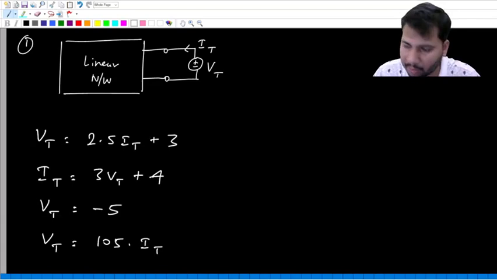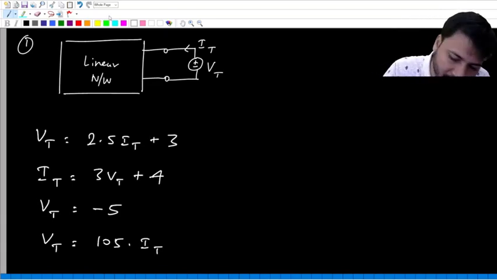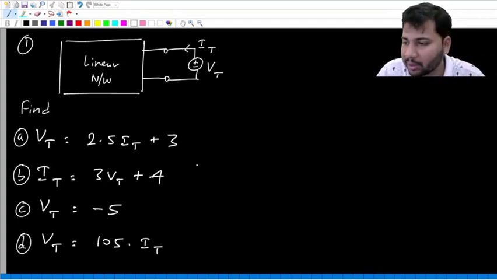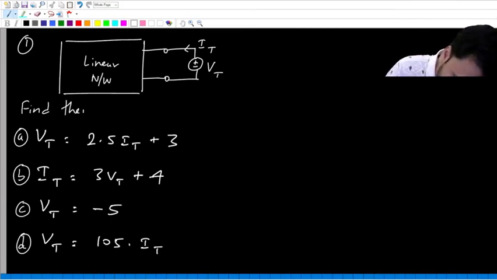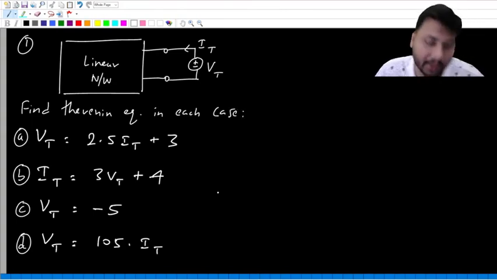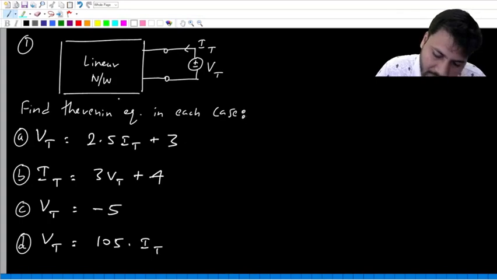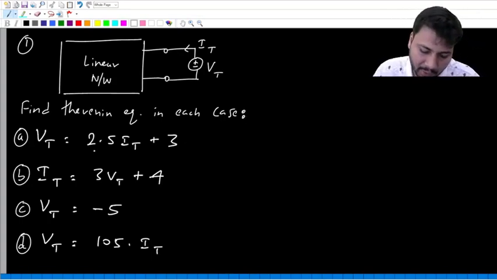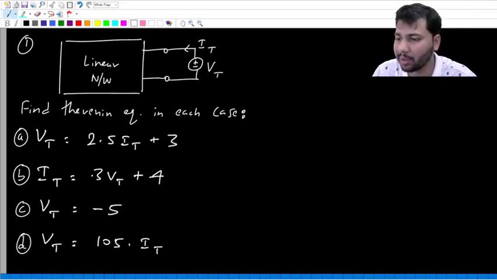Four different Vt and It relations are given. This is A, this is B, this is C, this is D. For each case you have to find the Thevenin equivalent of this white color box, that is a linear network. For every case, the relation between Vt and It is given.